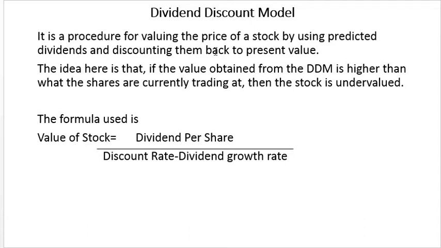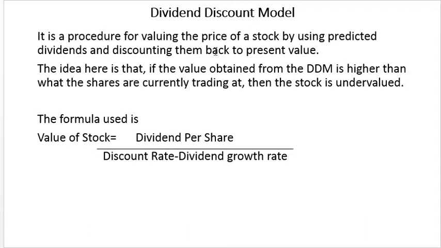The fourth one is the dividend discount model. The dividend discount model tells us that it is a procedure we use for valuing the price of a stock. What we do here is we try to discount the future dividends to the present. That is, we find out the NPV of the dividends and we try to ascertain the value of the stock. If the value obtained from the dividend discount model is higher than what the shares are currently trading at, then the stock is said to be undervalued.